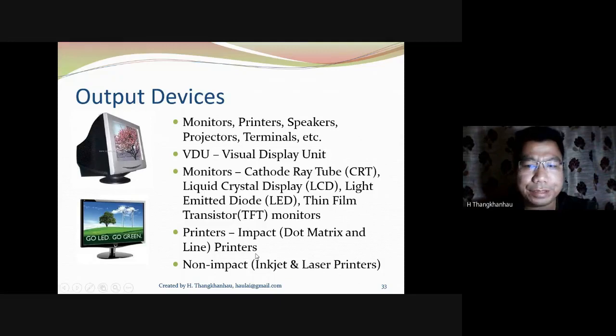Non-impact printers. In non-impact printers, we have inkjet printers and laser printers. These are much more common nowadays. They don't have any impact on the paper. It's like a painter painting on the paper.